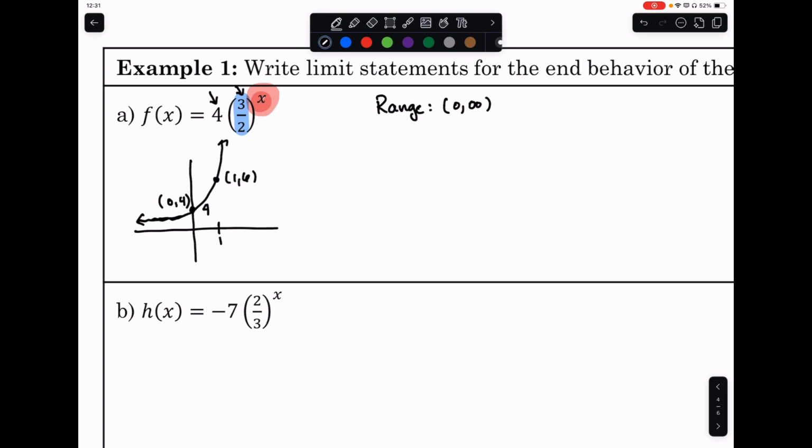Now, how is this graph behaving? Well, this graph, because it's an exponential growth function that's above the x-axis, the graph is increasing, and the rate of change is also increasing since it's concaving upwards.